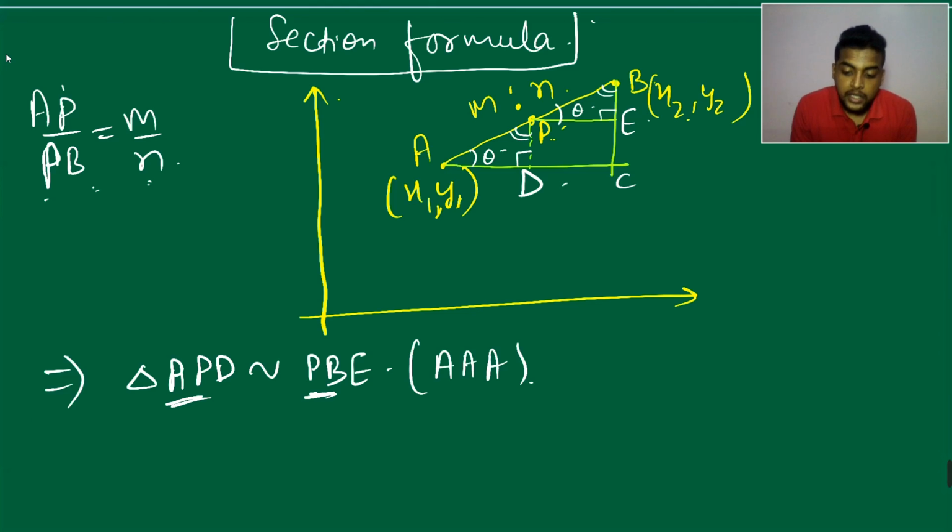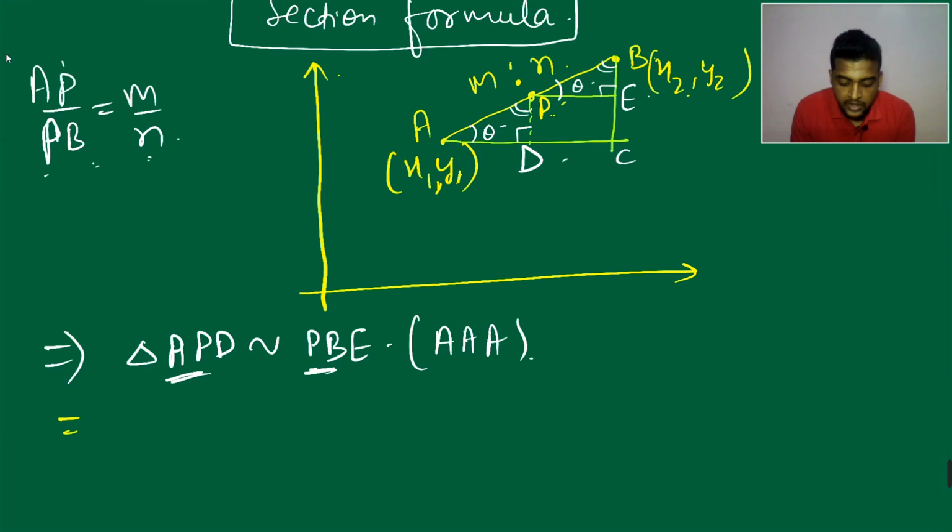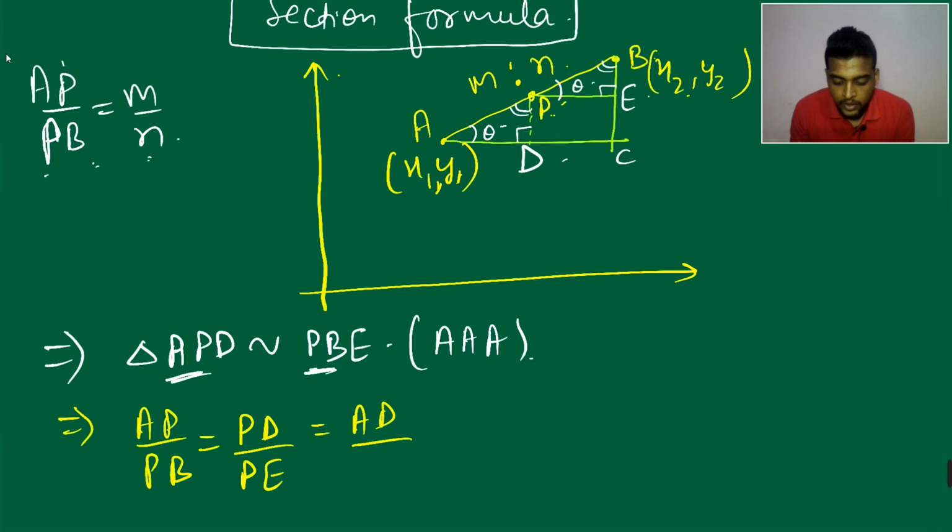Triangles being similar means we can say that AP upon PB is equal to PD upon BE is equal to AD upon PE. This is what similar means. Now AP upon PB is known, m upon n. So write down m upon n is equal to PD.